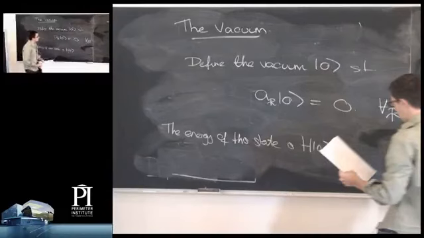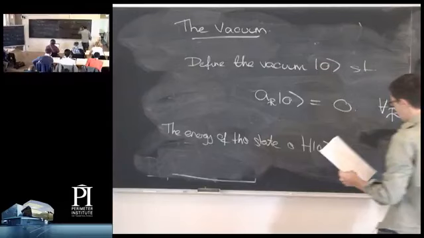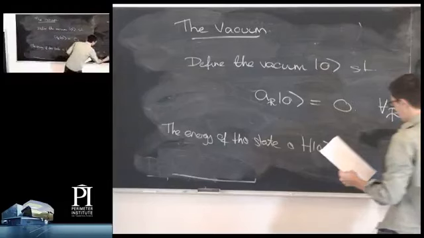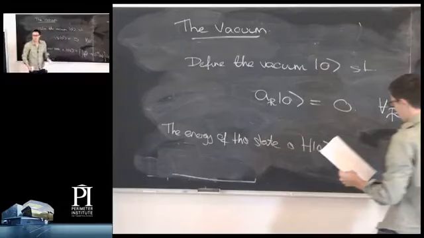So let's figure out the energy of this state. Well, we take the Hamiltonian, we act on the vacuum with it. This term kills it, but this term is a big number. Yeah, good. So this is the state of the field, right? It's the ground state of the field.